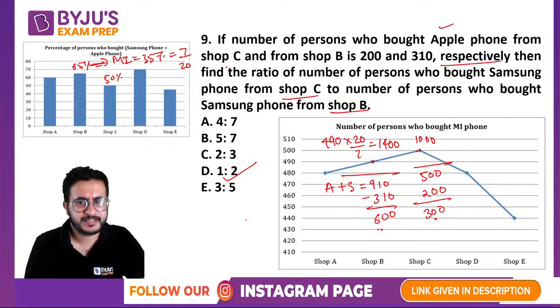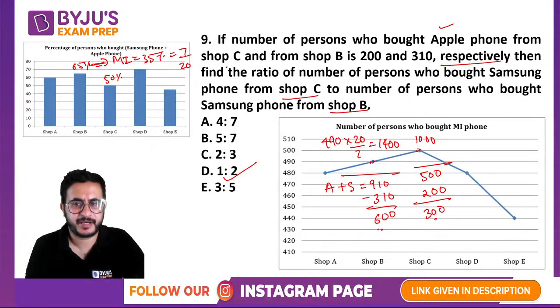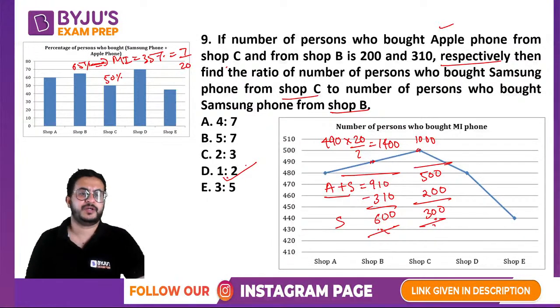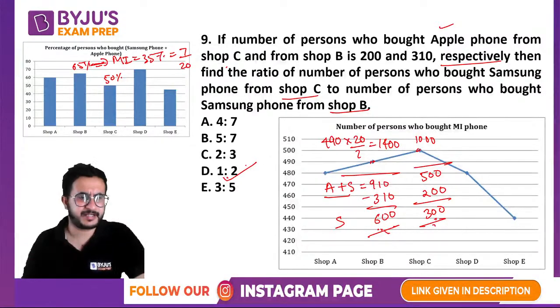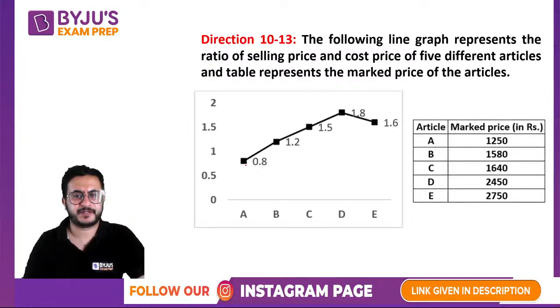So this is the total number of persons that bought MI phone. These are the total buyers, these are the number of people who buy MI phones. So this gives us the number of Apple plus Samsung. Now we are given Apple in this, so we calculated the number of people who bought Samsung phones. Now this ratio is asked, so that comes as 1:2. Slightly calculation heavy, but you can expect this standard level of questions. Very rarely will you get difficult ones.